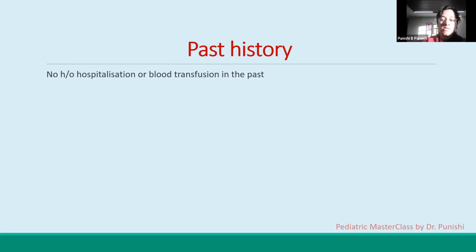Okay, so the next point that we're going to talk about is the past history. So whether there's any history of hospitalization or blood transfusions in the past. This kid doesn't have any of that. The first time the mother noticed that she was pale was at 8 months of age, and before that the child has been apparently all right.